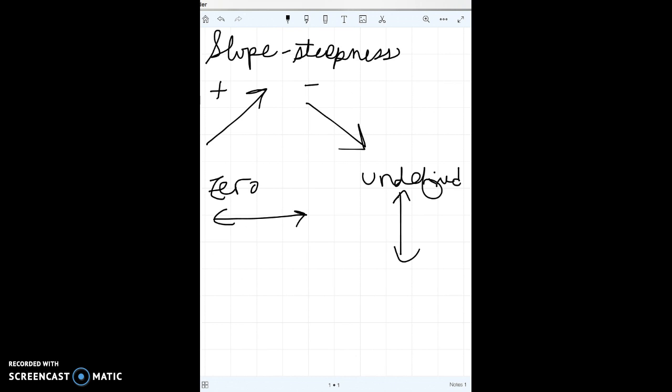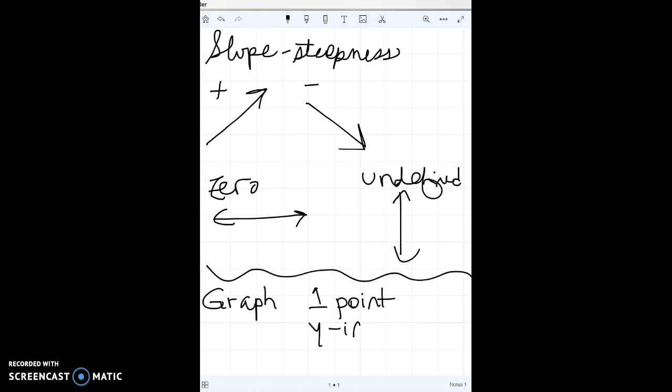Okay, so there's a lot of things that we can do with slope. We cannot plot slope, but we can use slope to graph a line. Okay, so in order to do that, if we want to graph a line, we need one point, and if we can get the y-intercept, that's great. Okay, and I'm going to show you how to find that. And we also need the slope. Okay, so if we can have one point and we can have the slope, then we can graph a line.